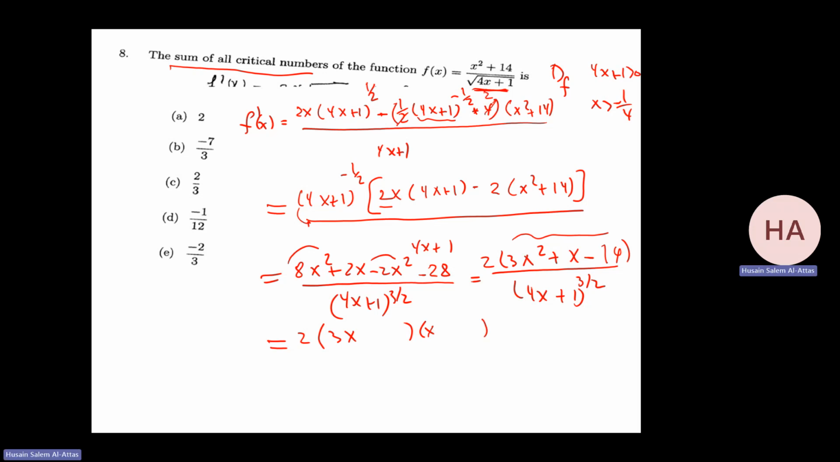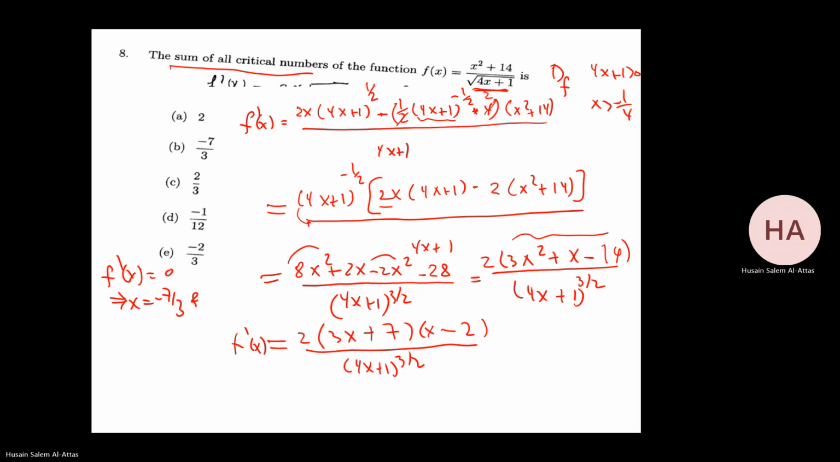This is 14. So I need minus 2 and plus 7. Is it 7x minus 6x? This is x. Correct. Over this one. Okay, so f prime equals 0. This is f prime, by the way. f prime equals 0 implies what? x equals minus 7 over 3.